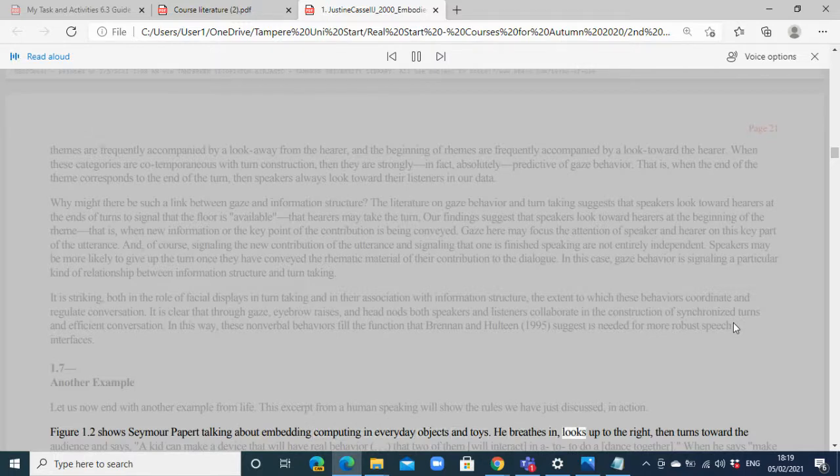He breathes in, looks up to the right, then turns toward the audience and says, "A kid can make a device that will have real behavior, that two of them will interact in a to do a dance together." When he says make a device, he looks upward. At real behavior, he smiles. On will interact, he looks toward the audience, raises his hands to chest level, and points with each hand toward the other as if the hands are devices that are about to interact. He holds that pointing position through the speech disfluency.